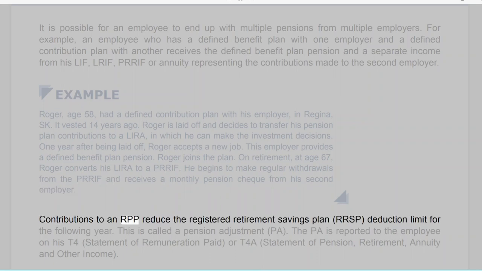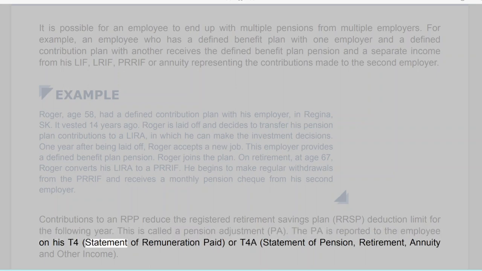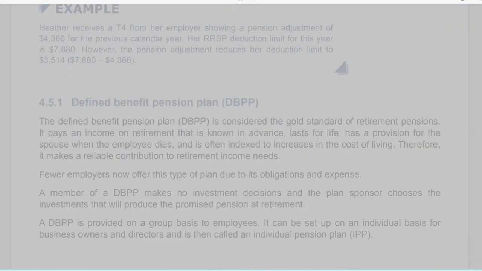Contributions to an RPP reduce the Registered Retirement Savings Plan, RRSP, deduction limit for the following year. This is called a pension adjustment, PA. The PA is reported to the employee on his T4, Statement of Remuneration Paid, or T4A, Statement of Pension, Retirement, Annuity, and Other Income. Example.